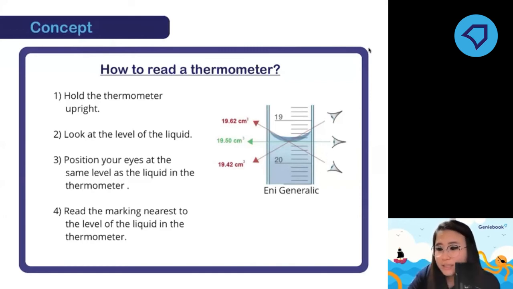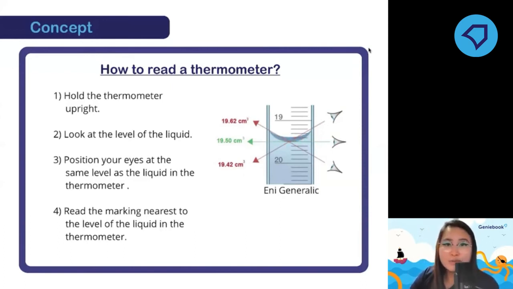Okay, so this is an example of how you should read the readings properly. The eye should always be directly across the level. Okay, directly across the level.